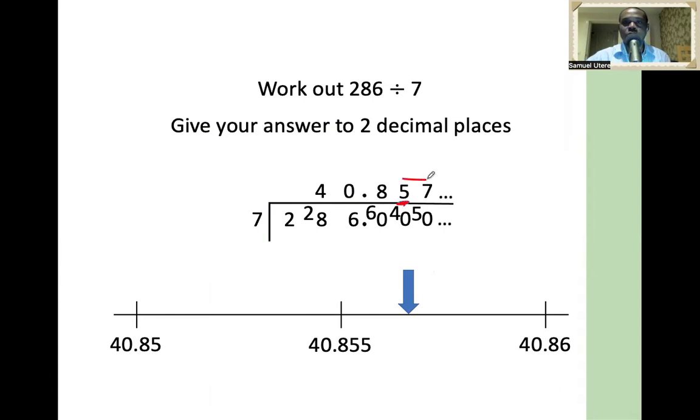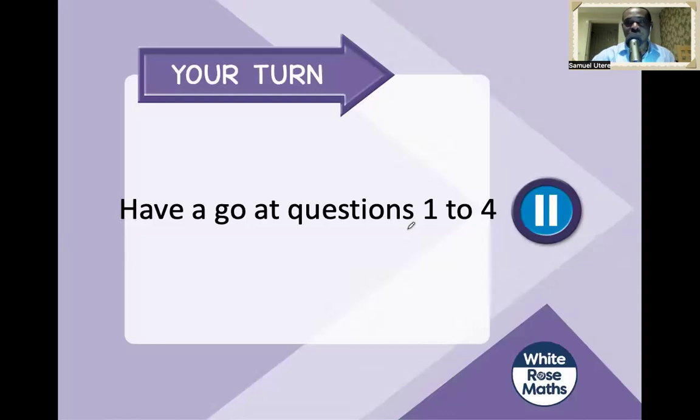We look one place to the right of that number we're interested in, because 2 decimal places is this. This is 1. And this is 2 decimal places. So we look one place away. What we're checking is whether that number is up to 5 or greater than 5. Now you can see it's greater than 5. So this digit here, the second decimal place which we're interested in, has to increase by 1 because this is greater than 5. So our number should be 40.86.